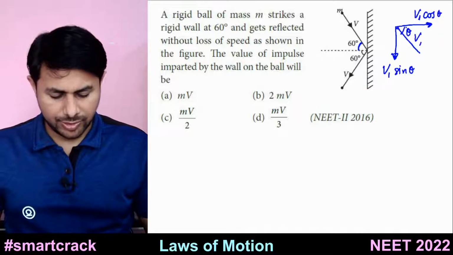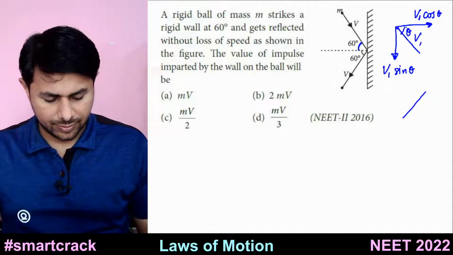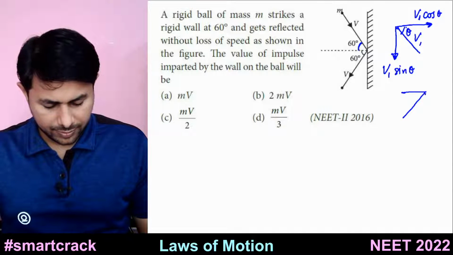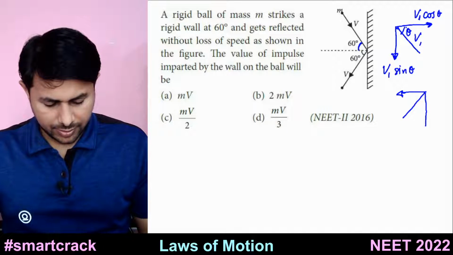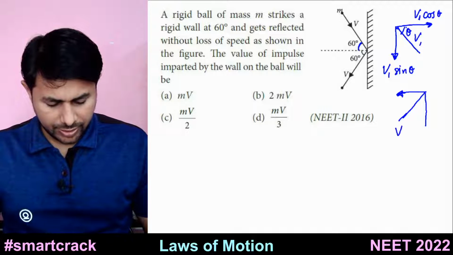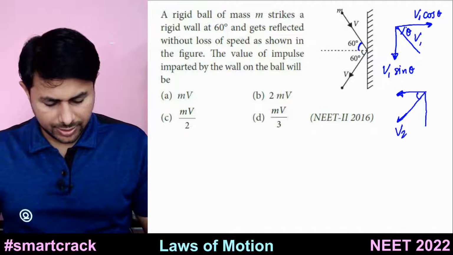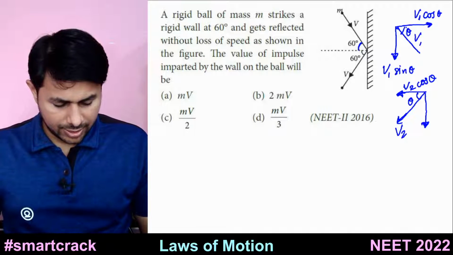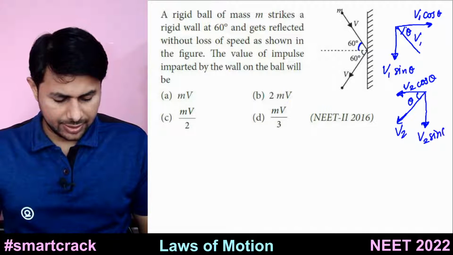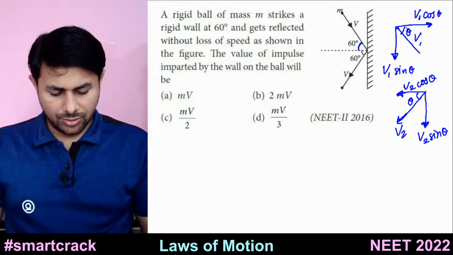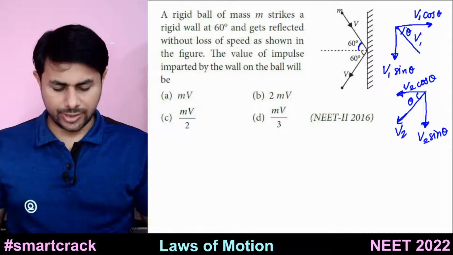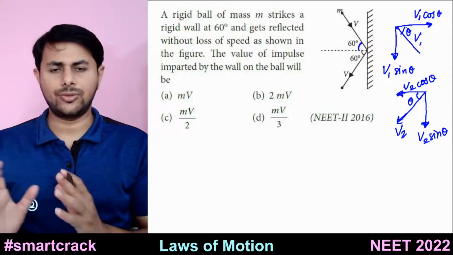So it can also be resolved in two components. The final velocity, let's call it v2. Okay, so this is v2. It can be resolved in two components. This angle is theta, suppose. So this is v2 cos theta. This is v2 sine theta. So the magnitude of v1 is equal to the magnitude of v2, because speed remains constant, so the magnitude is v.